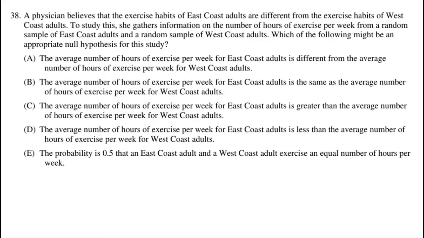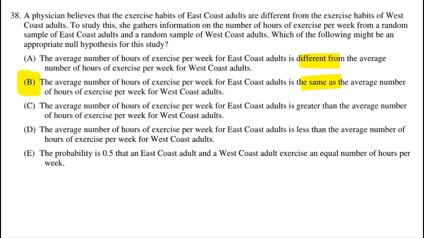Now again, this particular physician thinks that there is a difference, but the null should always be that there is no difference between the average amount of time spent exercising for the East Coast adults and the West Coast adults. So we're going to be looking for a choice that says exactly that. Choice A says that the average number of hours of exercise for the East Coast is different than the West Coast. Now that would again be the alternative. We want the null, which says that they're the same. There's no difference. And that's exactly what B says, that the average number of hours of exercise per week for East is the same as it is for the average for the West. So there's going to be our answer right there, B.